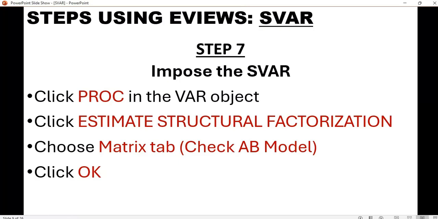How do we do this? We click proc in the VAR object, click estimate structural factorization, and we choose the matrix tab, which is the AB model, and then we click OK. Okay, let's go and do that.